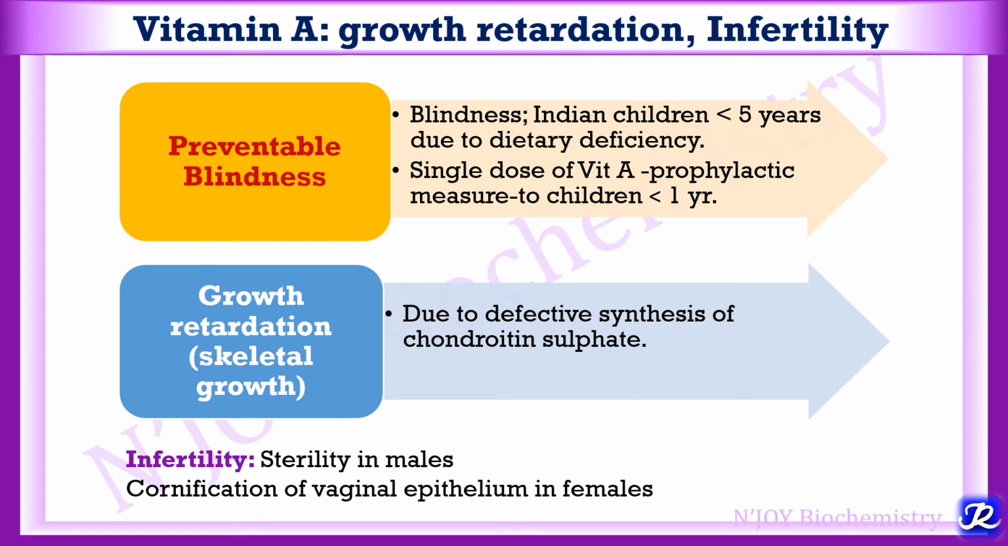Vitamin A deficiency also leads to infertility, that is the sterility in male and cornification of vaginal epithelium in female. The ovulation and implantation may occur normally, but placentas are defective and abnormalities in the fetus may result in fetal death.